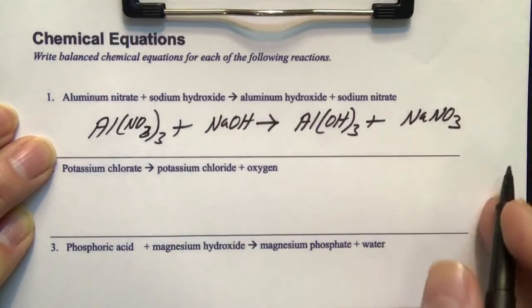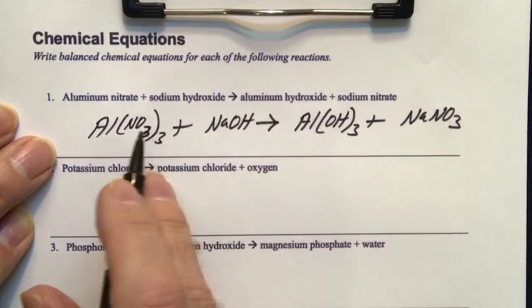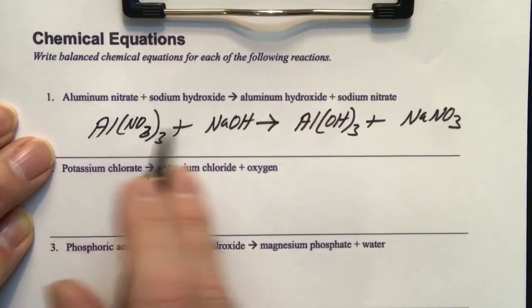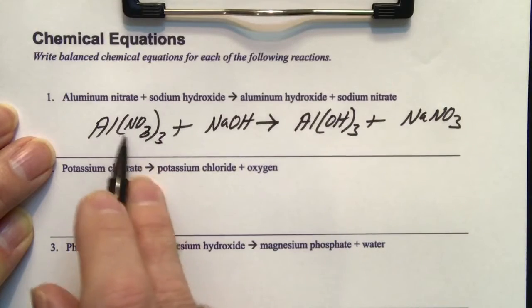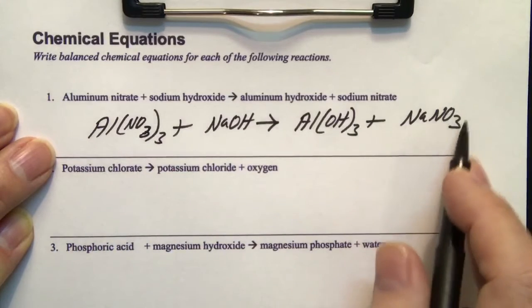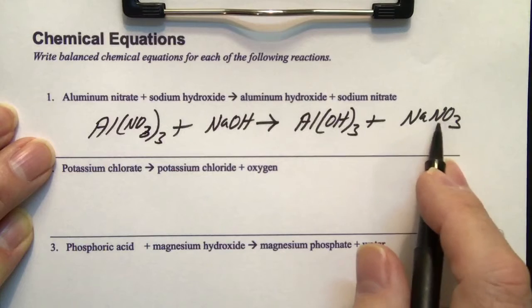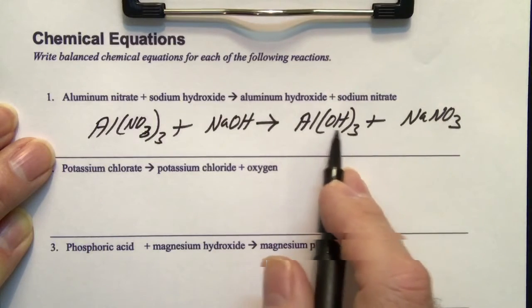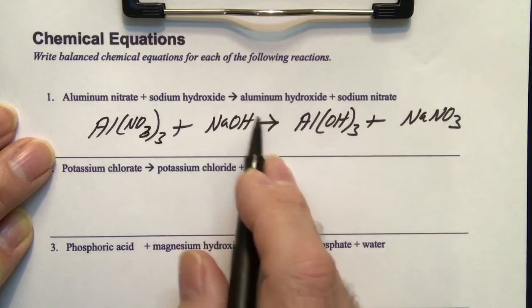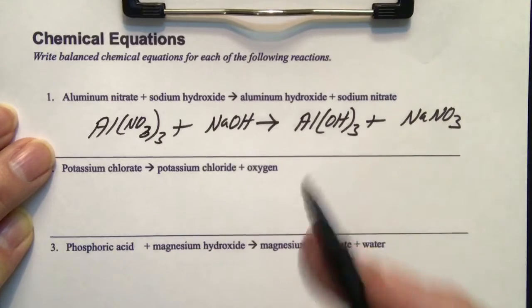Now remember, one of the hints in the notes was that if a polyatomic ion remains intact, then treat it as one thing. So you have nitrate here and you have nitrate over here. So rather than breaking it apart into nitrogen and oxygen, just treat it as one thing. And the same thing with hydroxide. You have 3 hydroxides here, you have 1 hydroxide here. So just treat it as one thing. It makes it much easier.